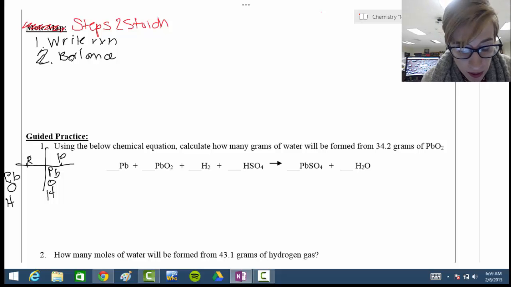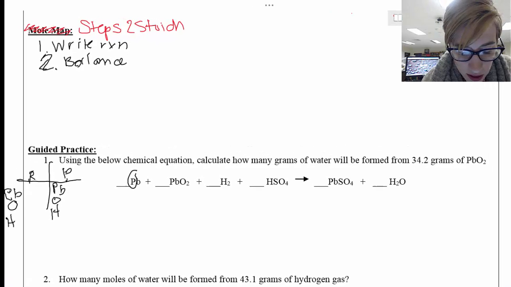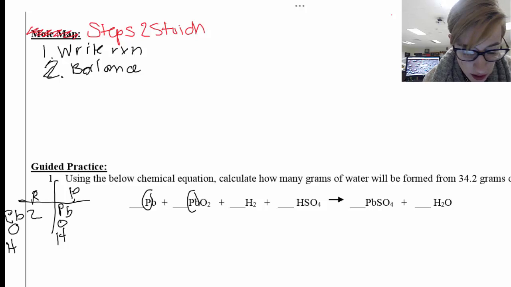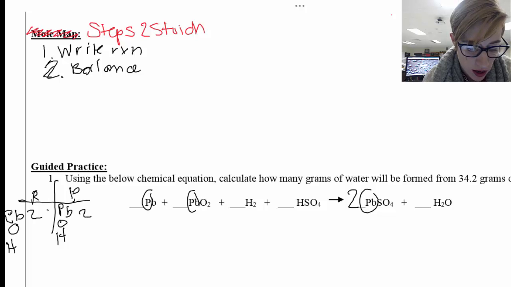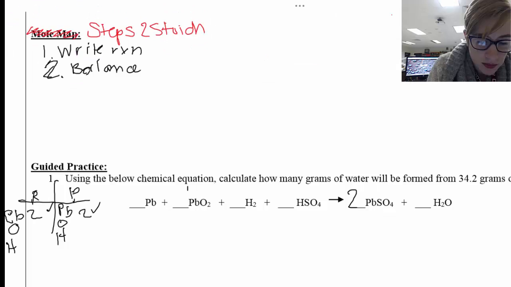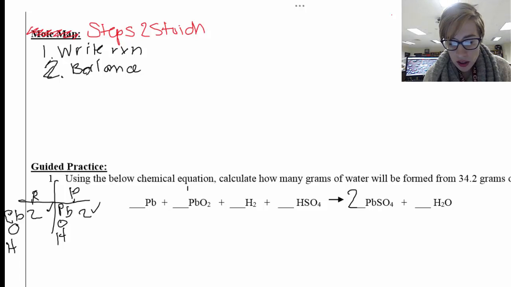On the reactant side, I have 2 leads, so I'm going to put a 2 here. On the product side, I only have 1 lead, so I need to double that. If I put a big 2 here, I now have 2 leads on both sides. So they are equal. Okay, and now I'm going to look at my oxygens.